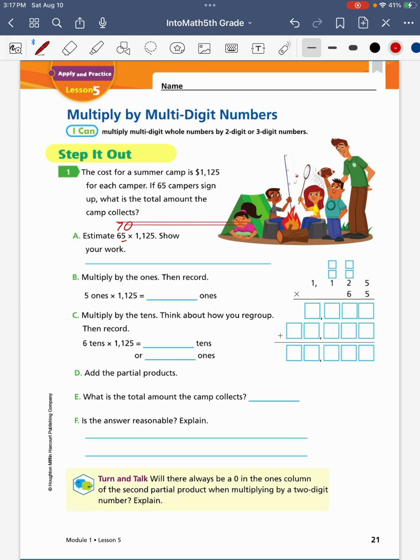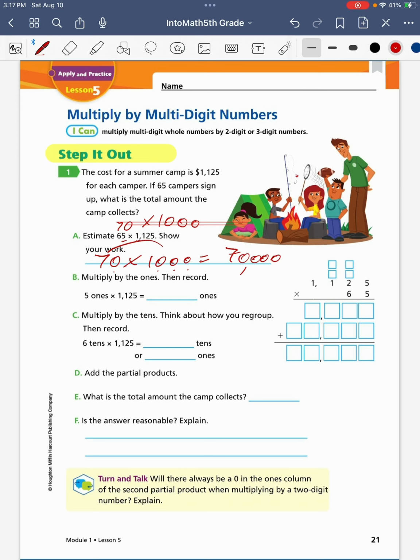Then I'm multiplying times 1,125, which I'm going to round to the nearest thousands place. The 1 in the hundreds place means that I'm multiplying by 1,000. I estimate that 70 times 1,000 equals, 1, 2, 3, 4 zeros, and then I multiply 7 times 1 for a total of 70,000. This is my estimate for this problem.